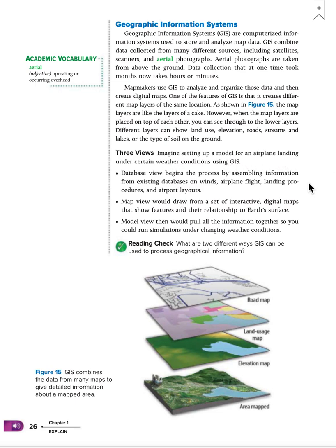So imagine setting up a model for an airplane landing under certain weather conditions using GIS. The database view begins the process by assembling information from existing databases on winds, airplane flight, landing procedures, and airport layouts. Then the map would draw from a set of interactive digital maps that show features and their relationship to Earth's surface. And then a model view would pull all the information together so you could run simulations under changing weather conditions. So you could use this map to look at what a runway would look like if it were wet, or if it were snow covered, or really hot, right?